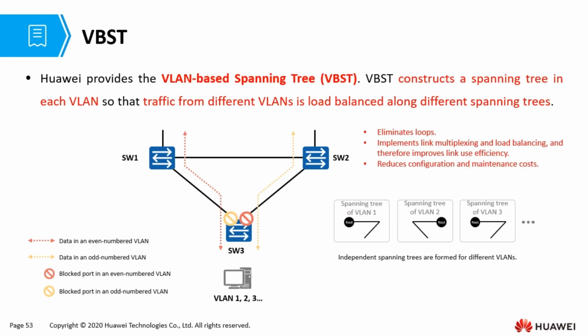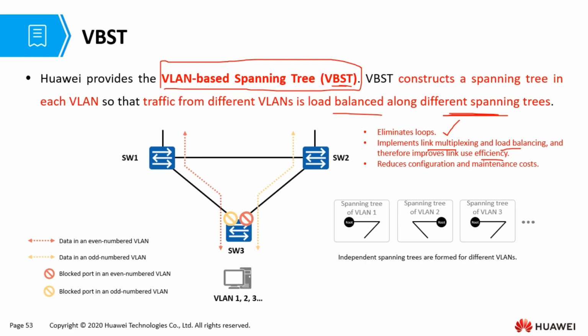So how are we going to solve these issues? Under Huawei, they introduced a new spanning tree. They call it a VLAN-based spanning tree. They will construct a spanning tree in each VLAN so that traffic from different VLANs can be load balanced along different spanning trees. The benefits of the VLAN-based spanning tree, or VBST, are that they will emulate the roots, implement link multiplexing and also load balancing.